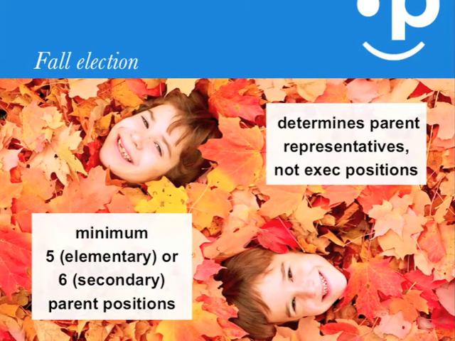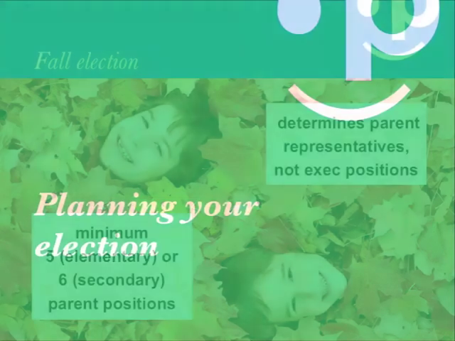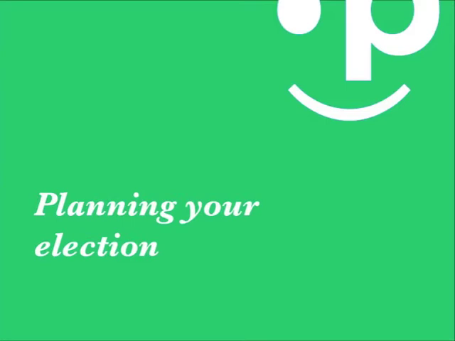At the secondary school level, there should be a student rep, so secondary schools should have at least 6 parent reps. Councils can create bylaws that allow for additional parent rep positions. You can learn more about these bylaws in the bylaw episode of this webinar series. Now that we know the basics of school council elections, the next step is to begin planning your fall election.